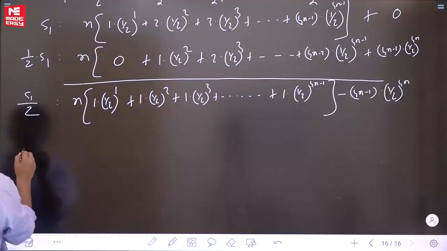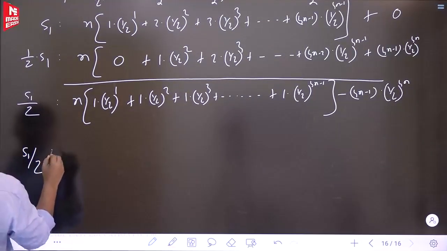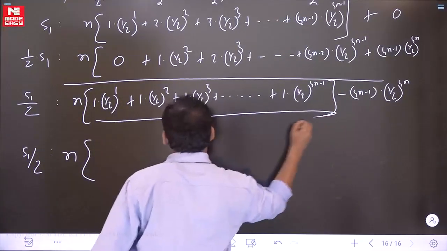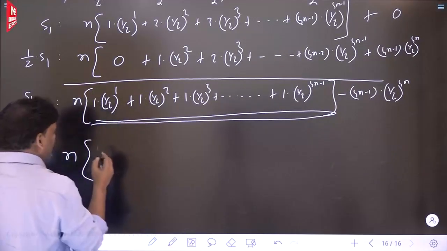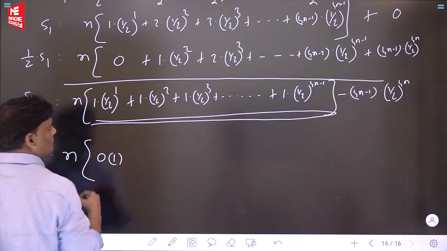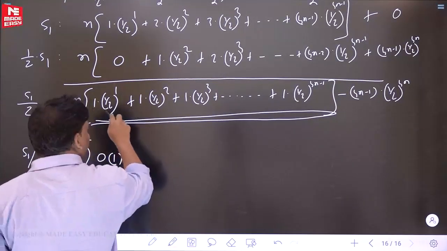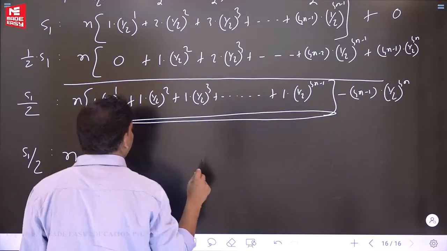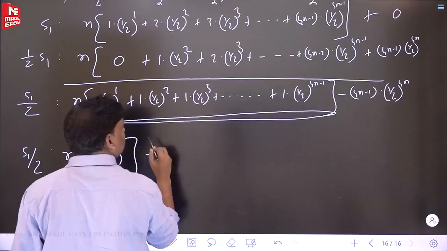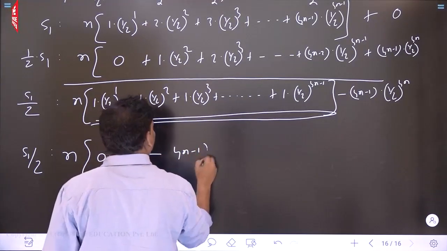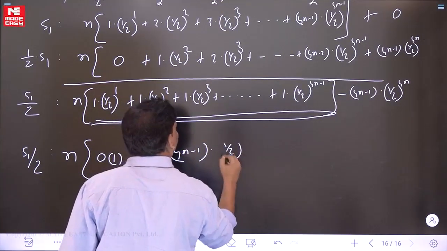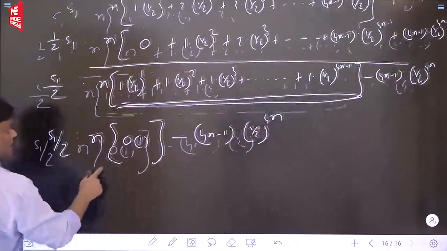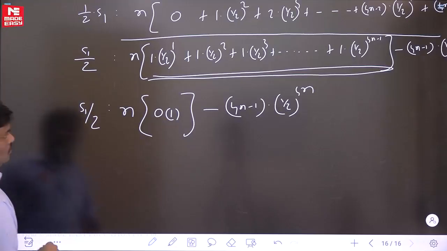Next one. See this one, S1 by 2 is n into. Now, this entire series, how many terms? Log n minus 1 terms. This is going to be constant. It is a GP series where the r value is less than 1. The formula you know: a into 1 minus r power n. It will become constant minus log n minus 1 into 1 by 2 whole power log n. This is going to be S1.